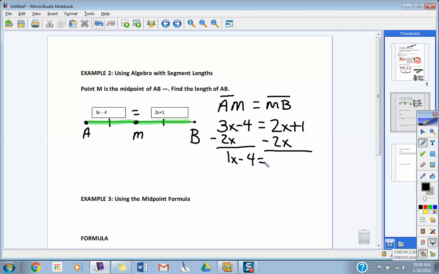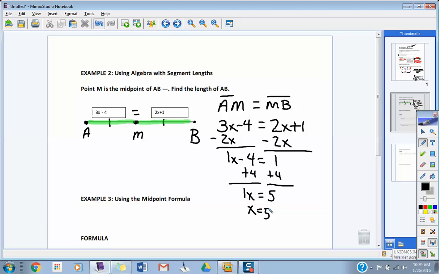What are you going to have on the right side here? 1. Okay, what's next? Add 4. So if I add 4 to both sides, what's that make your x value? 5. All right, so all we've established is that x is equal to 5. Now, once I've established that x is equal to 5, I want you to jump up and find out what that question really wants to know. What are they asking us to figure out? Find the length from A to B.